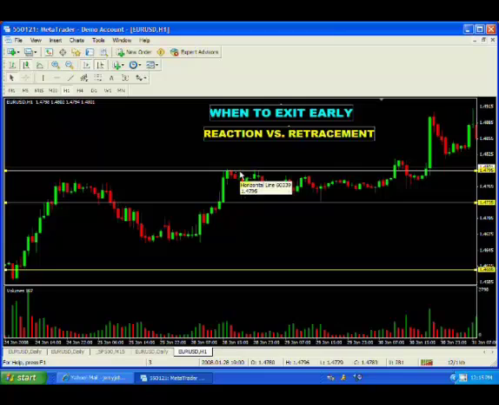And I think that about covers it for now. I'm sure you'll have questions, and of course you'll be able to ask me as far as fine-tuning what we've talked about here in this segment. So I'm going to end Section 3 here on when to exit early, and always remember reaction versus retracement, and you want to enter on the reaction or after the retracement.